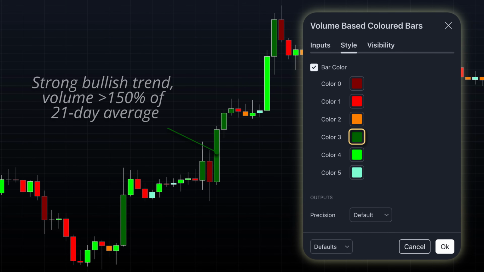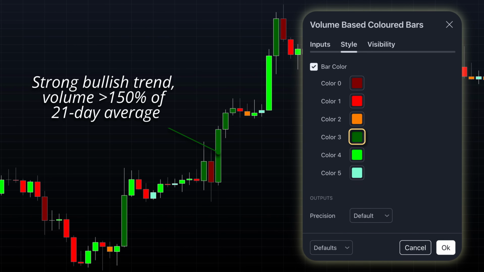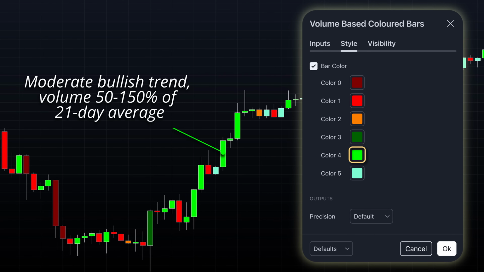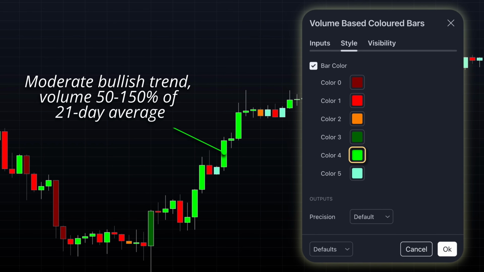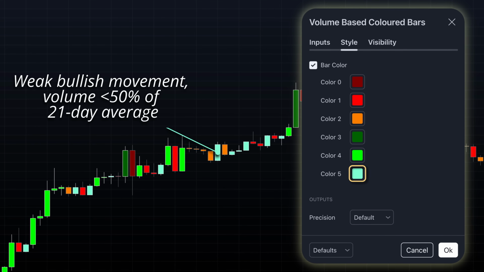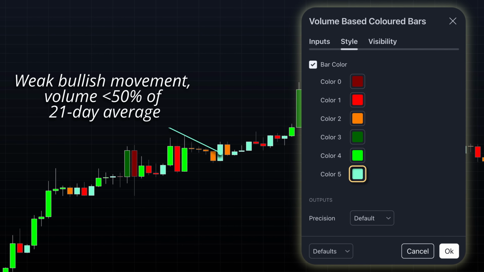Dark green bars indicate a strong bullish trend, with volume greater than 150% of the 21-day average. Green bars show a moderate bullish trend, where volume is between 50% and 150% of the 21-day average. Light green bars signal weak bullish movement, with volume less than 50% of the 21-day average.